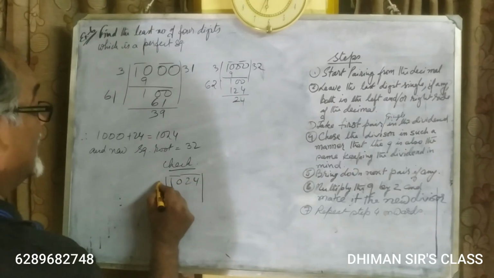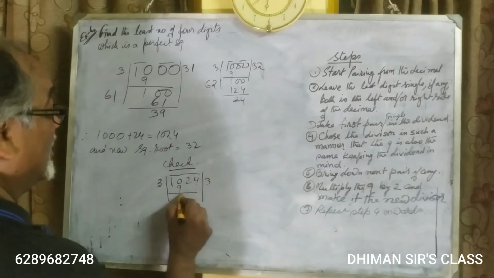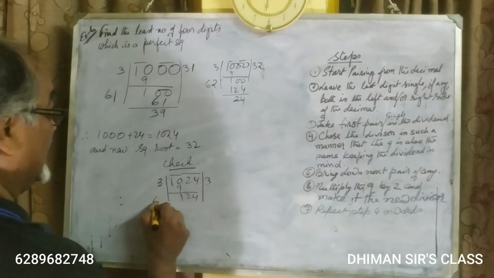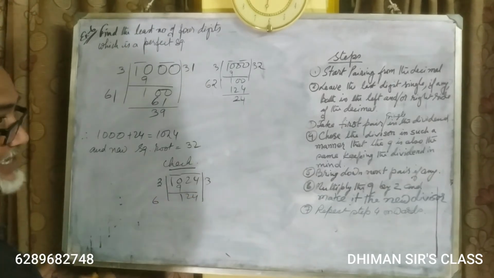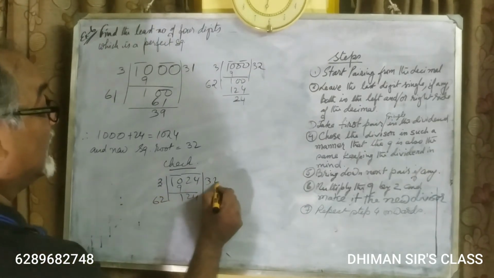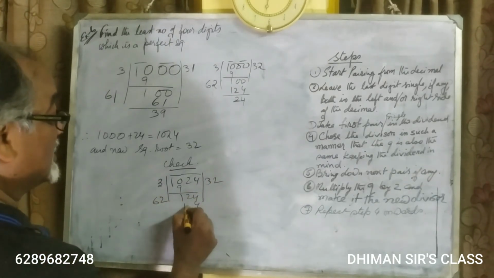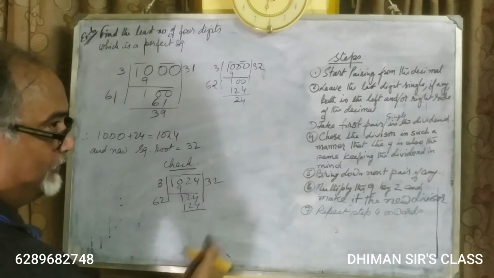Pair. 3 3s are 9, 1 2 4 6. Now 4 is the last digit. 8 8s are 64, 2 2s are 4. Let us take 2 only. 2 2s are 4, 2 6s are 12. If we take 8, it will become much bigger than 124. So we are taking 2.